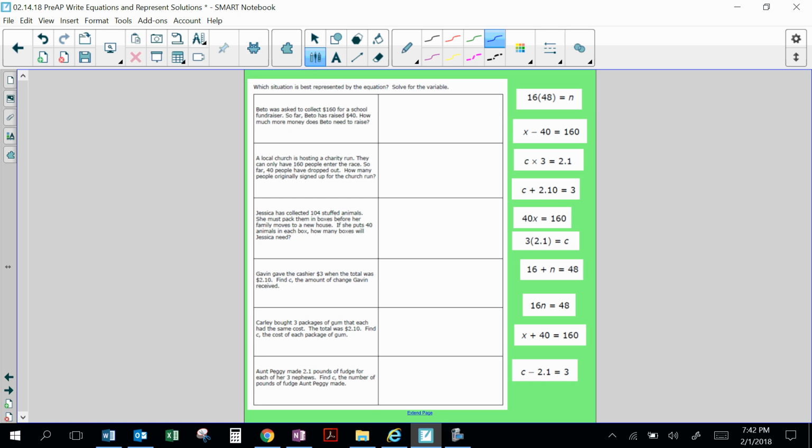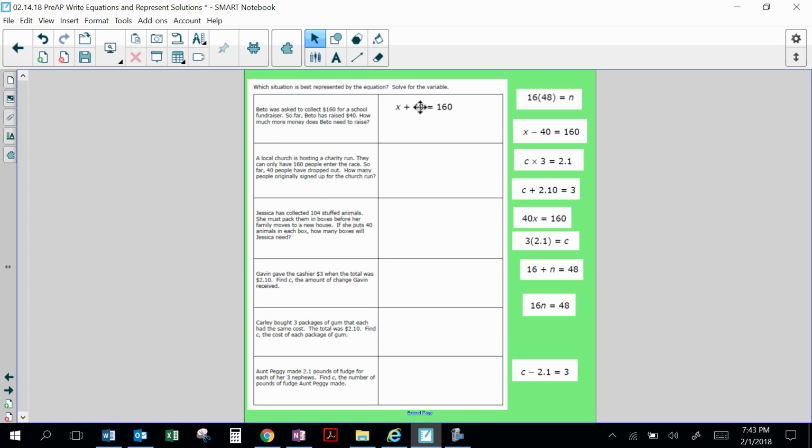So for the rest of the period, you are going to be given 10 questions. You are going to match the equation with the word problem, and then you will solve for the variable. Beto was asked to collect $160 for a school fundraiser. So far, he has raised $40. How much more money does he need to raise? Let's think. He's raised $40 already. He needs to raise some more money. So I think it's this one. He raised 40 plus more they need to raise in all 160.